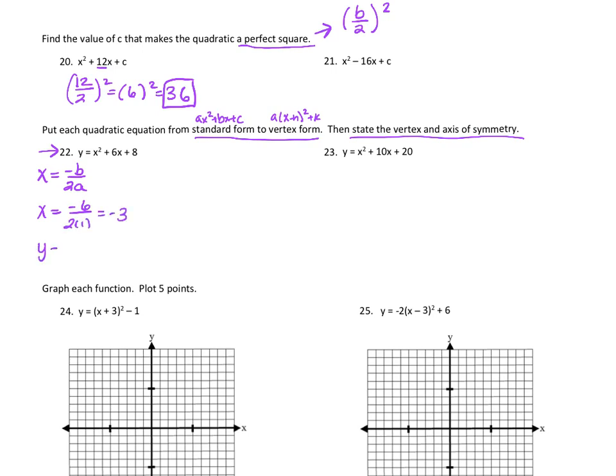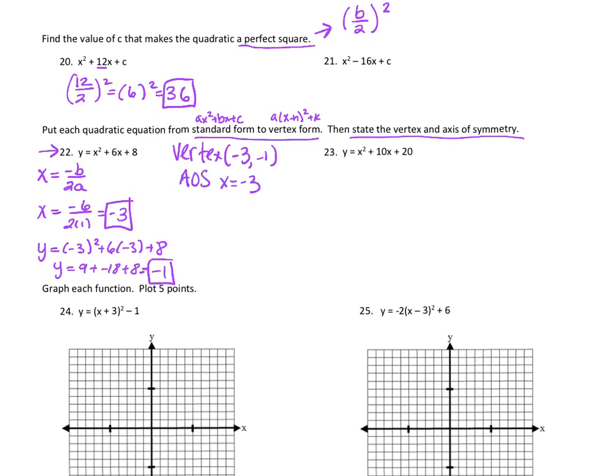Then I'm going to take that negative 3, substitute it back into the equation, and I'm going to get negative 1. So I know my x is negative 3 and my y is negative 1. That means my vertex is (negative 3, negative 1), and my axis of symmetry is x equals negative 3.